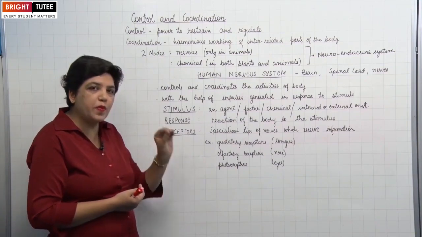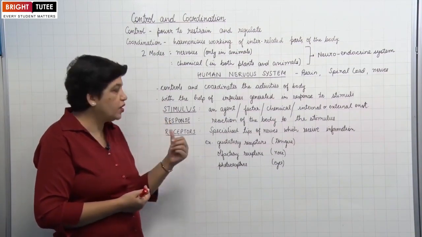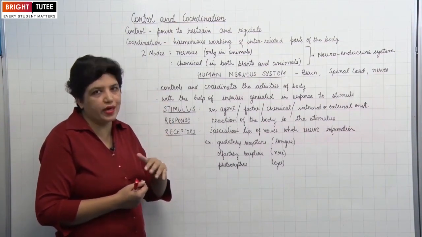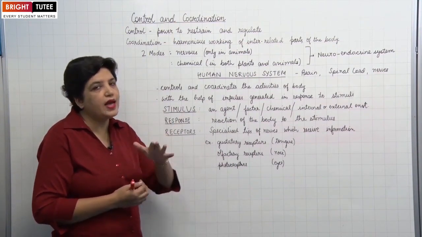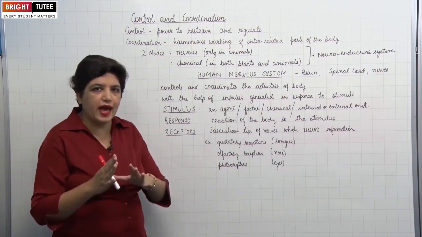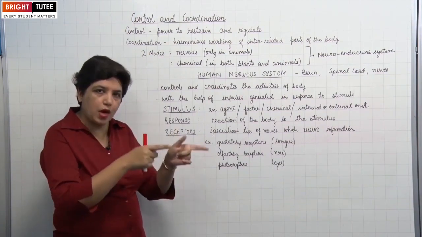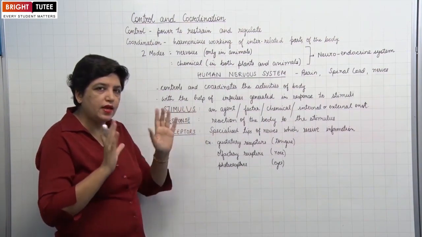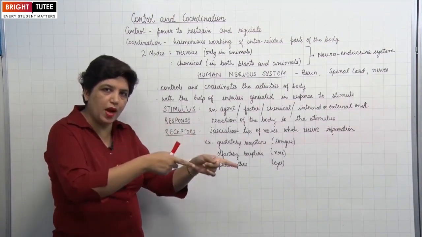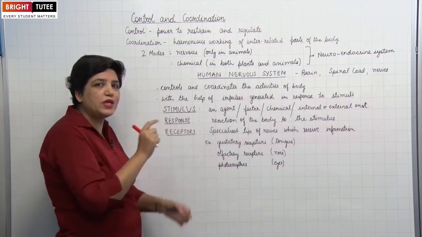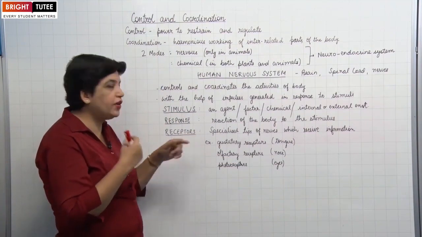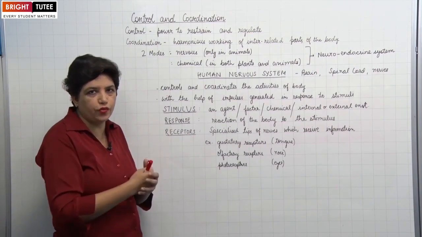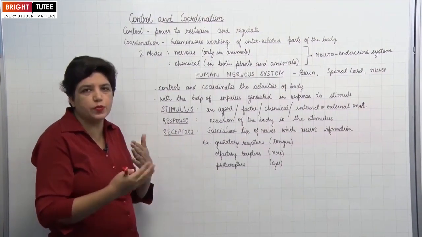There are certain specialized tips of the nerve cells which are called receptors. They receive the stimulus from the internal or external environment. I will give you an example. There is a cat and the cat looks at a mouse. Now, the sight of the mouse is a stimulus. What happens then? The cat starts running and chasing the mouse. Here, the stimulus is the sight of the mouse, and the reaction or the response is the running of the cat towards it to get the food. So, this is how the stimulus and the response work.